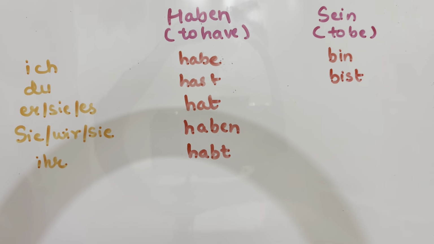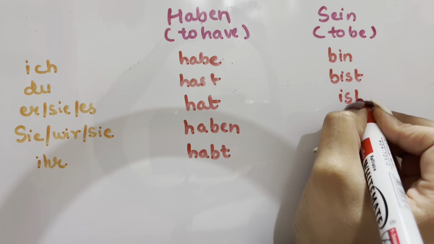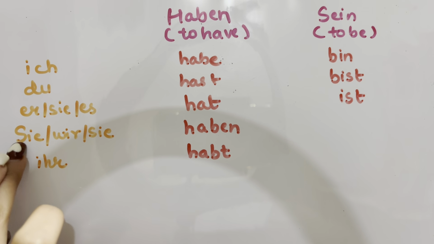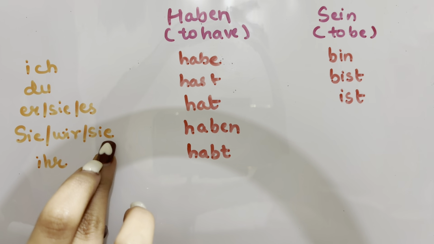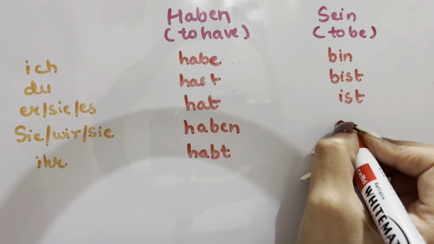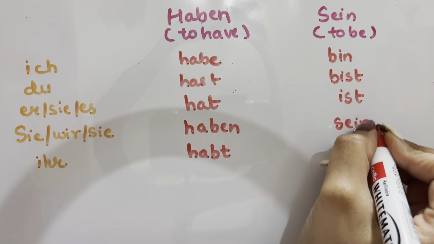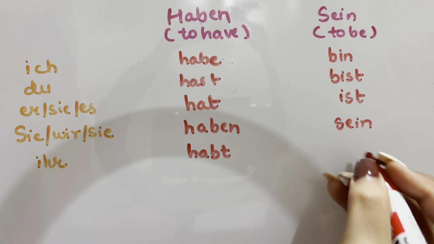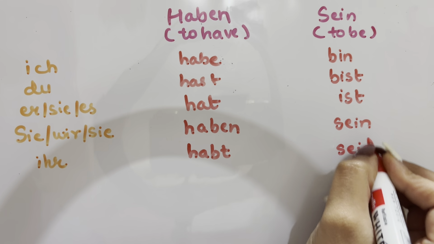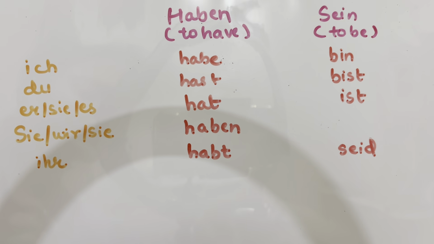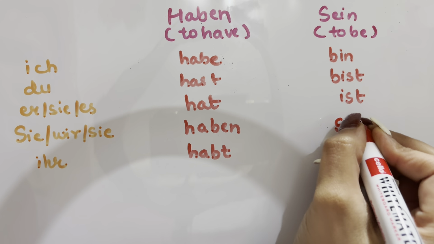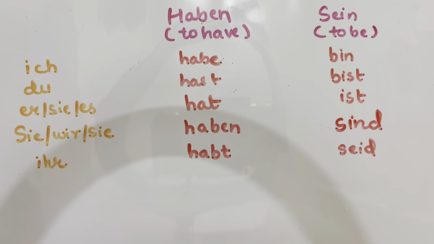Du bist. Sie, es, ist. Sie, wir, and sie, sein. And ihr, seid. Sorry guys, one correction. Sie, wir, and sie is actually sind, not sein. I'm sorry, that was a mistake.